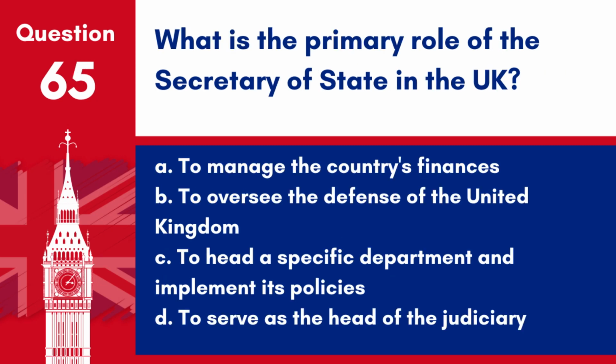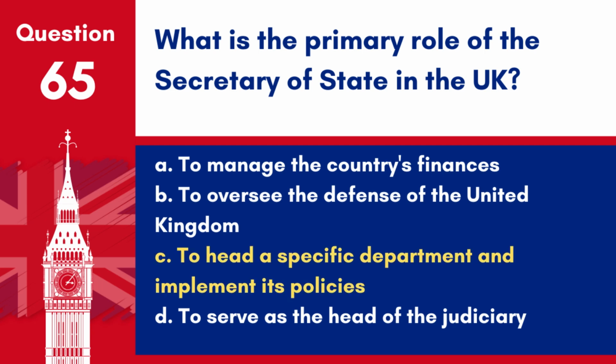Question 65. What is the primary role of the Secretary of State in the UK? A. To manage the country's finances. B. To oversee the defence of the United Kingdom. C. To head a specific department and implement its policies. D. To serve as the head of the judiciary. Answer. C. To head a specific department and implement its policies. The primary role of a Secretary of State in the UK is to head a specific department within the government and implement its policies and administration.